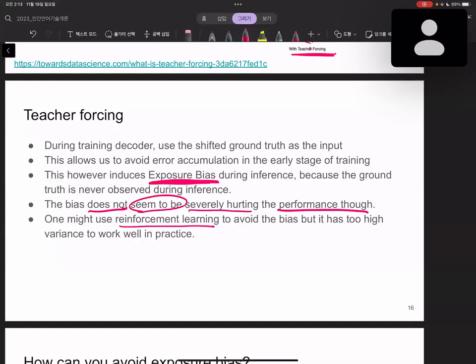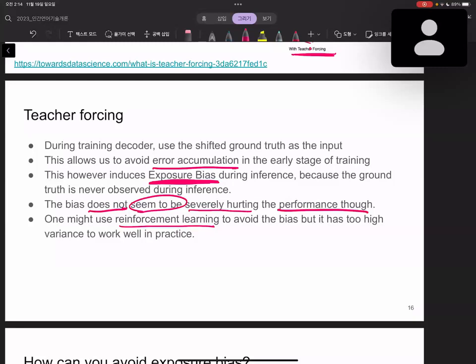자, 이 티처 포싱이 아까 얘기했던 에러 어큐뮬레이션, 에러가 초기에 발생했을 때 계속 프로퍼게이트 된다고 했었죠. 그런 걸 방지하기엔 좋아요. 근데 티처 포싱을 쓰면 입력을 그라운드 트루스로 넣어주는데, 이게 무슨 얘기냐면 언제나 그라운드 트루스가 입력이 된다는 얘기입니다. 그러니까 잘못 들어오는 걸 아예 배우지 못해요. 잘못 들어올 수도 있는 건데 말이죠. 그래서 이런 트레이닝과 테스팅 간의 간격에서 오는 바이어스를 익스포저 바이어스라고 합니다.